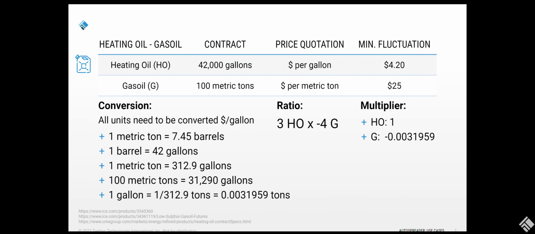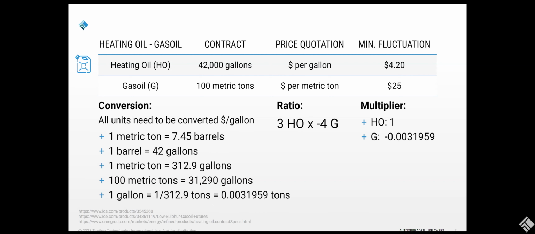All right, so our next spread is going to be HOGO, which is going to be heating oil and gas oil. This is a popular spread as they are 2 fuels that are closely related in supply and demand. And sometimes their prices are diverging and oftentimes converging. So this is quite a popular spread here.